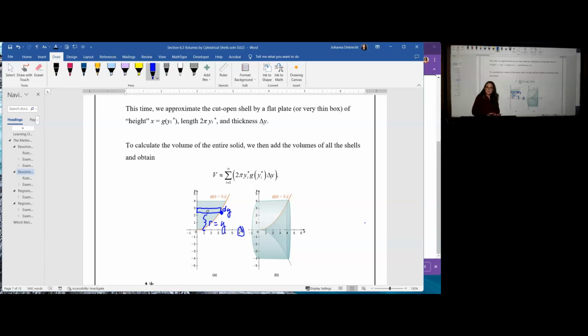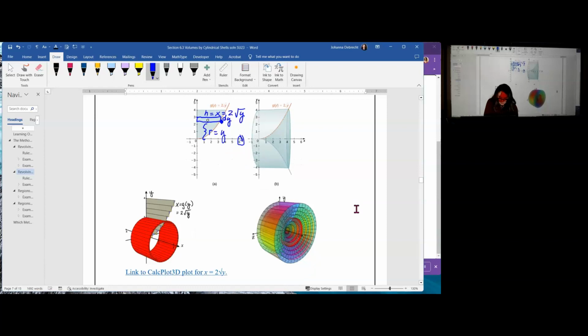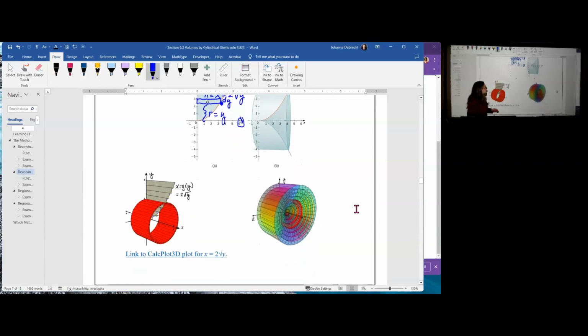But in this case, the differential is dy, so we have to represent this distance, which is the height of the cylinder, as x, but written in terms of y, the square root of y. Now we can use that 2 pi r h formula to compute the area of that rectangular box and multiply by the differential dy to get the volume. When we do that, we'll end up with a shape that looks like this one here.